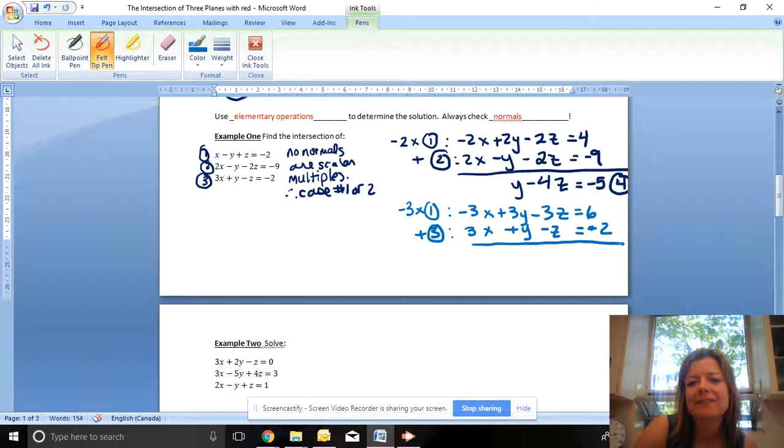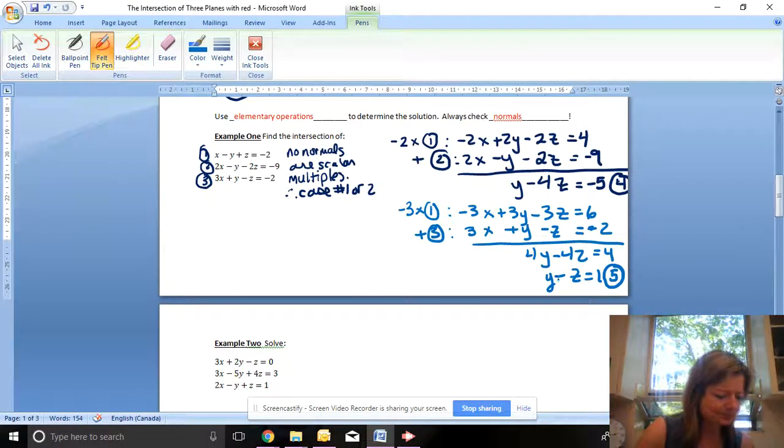Okay. So 4y minus 4z equals 4. So I'm going to actually scale that to y minus z equals 1. And I'm going to call that equation 5. Okay, so now I can multiply, actually I can just multiply equation, okay, I'm going to go over here now. From here, I'm going to go over here.